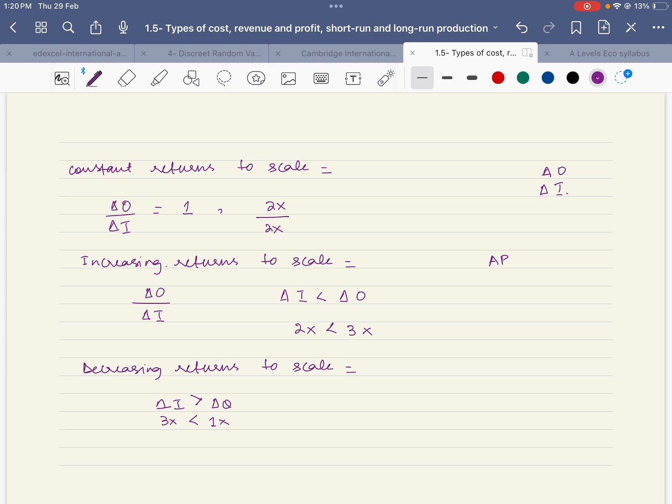What is constant returns to scale? When the change in input and output is the same and the ratio of change in output to the change in input is equal to 1. That is constant returns to scale. When do we experience increasing returns to scale? When change in input is less than change in output, which means a small number of inputs provides a large number of outputs, whereas decreasing returns to scale means when input is more and change in output is less.